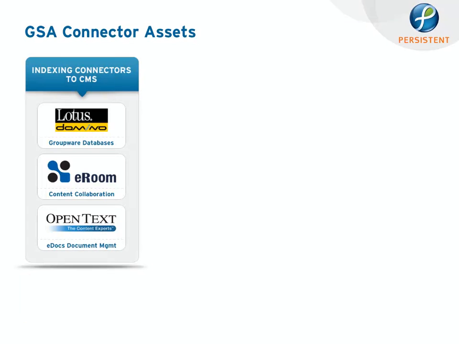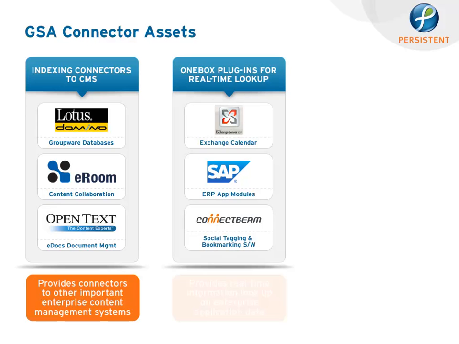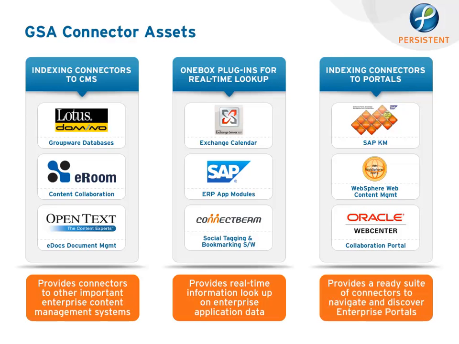Besides this connector for IBM Connections, Persistent provides connectors to other important enterprise content management systems like IBM Lotus, EMC Documentum, and OpenText eDocs. Real-time information lookup on enterprise application data such as SAP and Exchange. Ready suite of connectors to navigate and discover enterprise portals like SAP Knowledge Management, IBM WebSphere, and Oracle Web Center. All these to extend the enterprise search coverage.